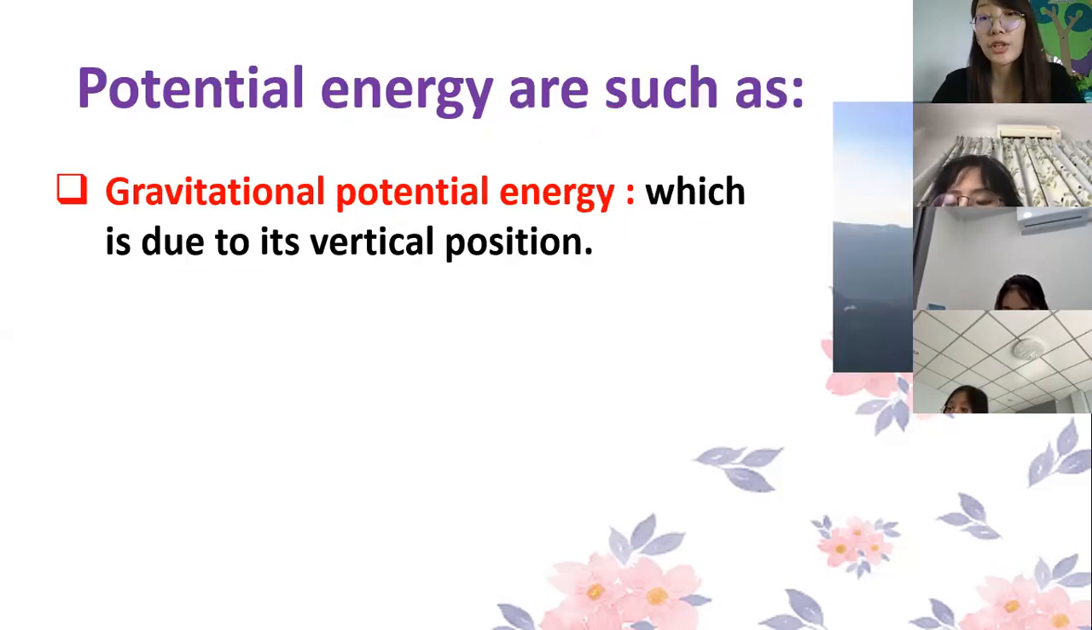So, potential energy can be found in 2 different types, okay. One is known as gravitational potential energy, which is due to its vertical position. If we see straight, that one is the gravitational potential energy. For example, can you see this person? He is standing straight on a hill, right? So that one is an example of gravitational potential energy. Okay, we're going to go deeper later on.